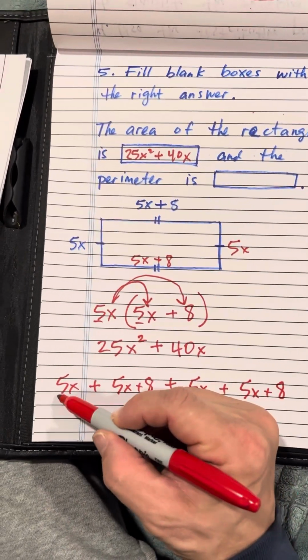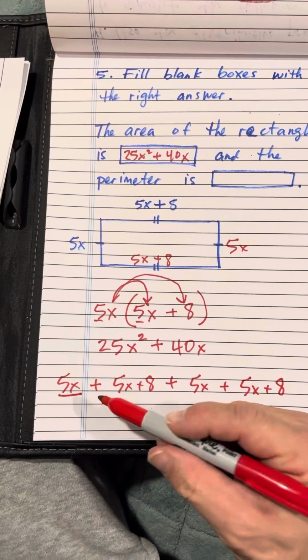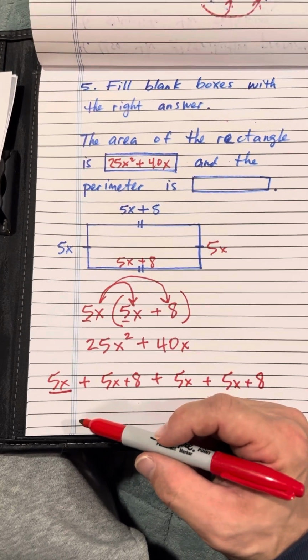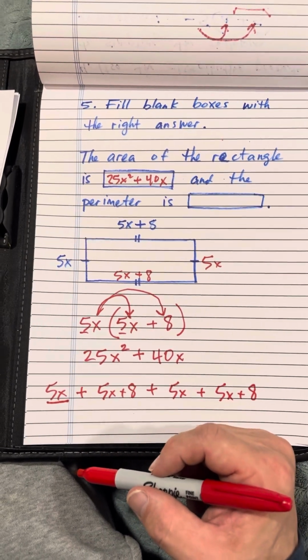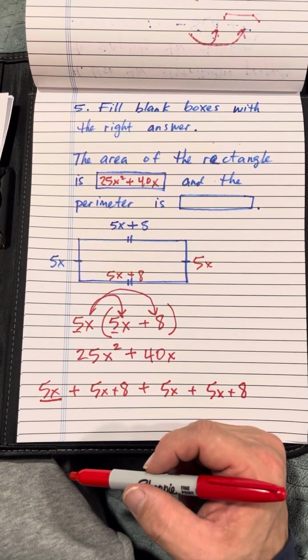Okay, now let's combine all of our like terms right here. Let's start with our 5x. What other terms in here can we combine with 5x? Maybe it's a good time to pause the video and let you try to figure that out.